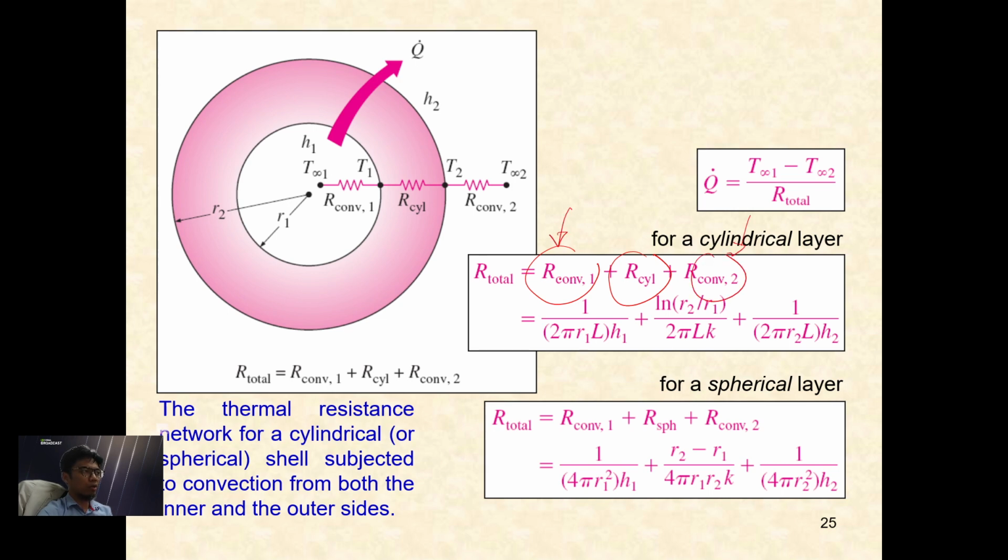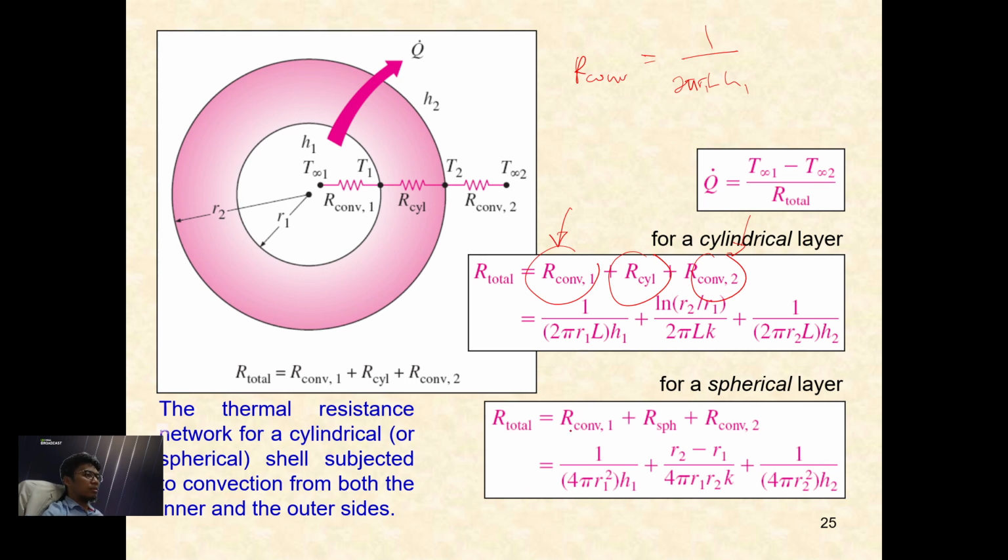R convection is equal to 1 divided by 2 pi R L h. The last one is L, and then h. So in this case we have R, so we put it as R here. Right? You get it there?